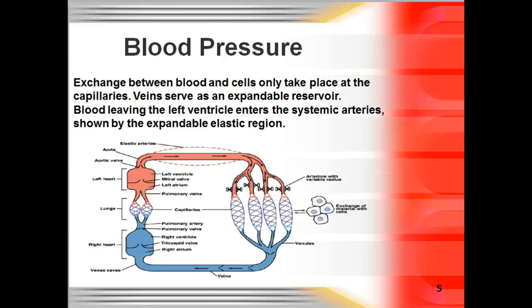And then you'll see where the veins are like a reservoir, which enters into the left ventricle and the systemic artery shown by the expandable elastic region. And that's the area right up here.